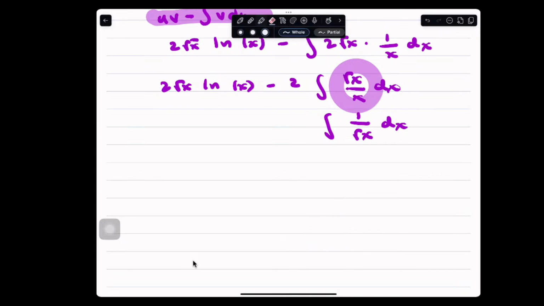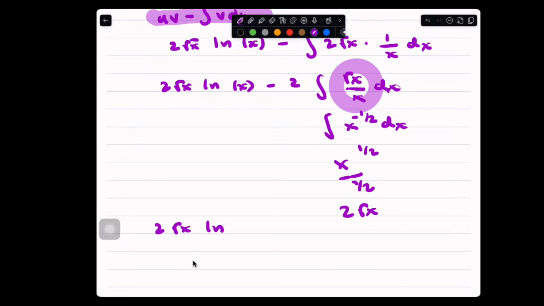But if I'm going to integrate, I'm going to write this as an exponential with a negative power. Okay, so that integral is going to be 2 square root of x. So altogether, we have 2 square root of x ln x minus 4 square root of x for that integral, because we had a constant of 2 already. 2 times 2 is 4.